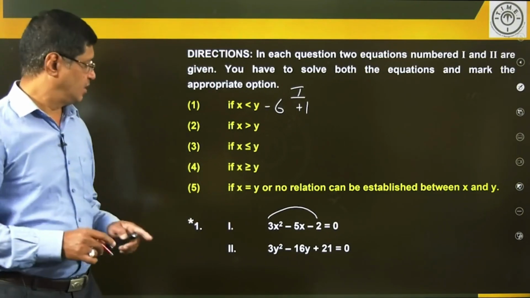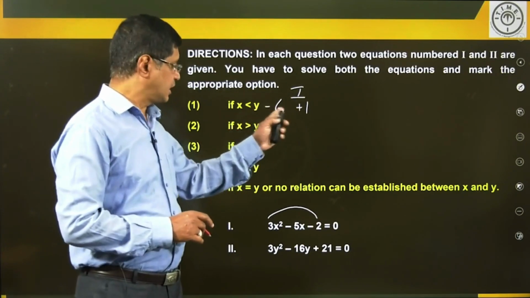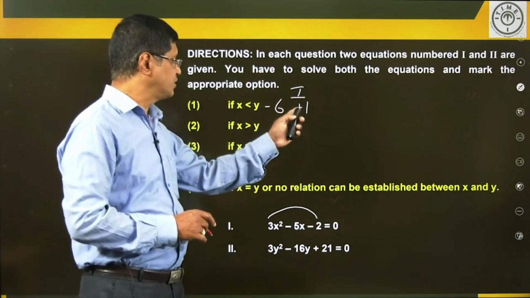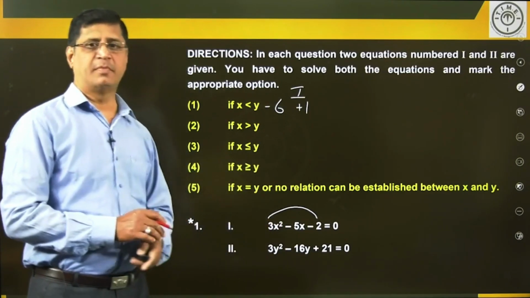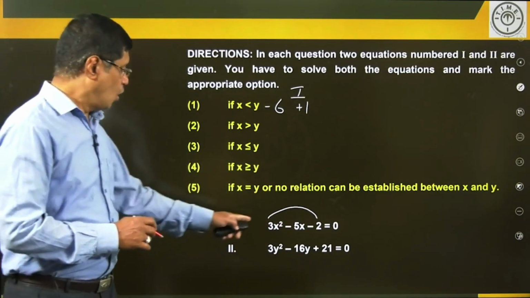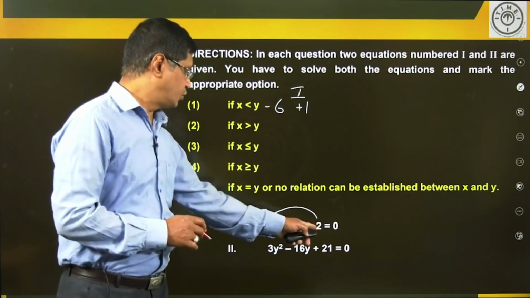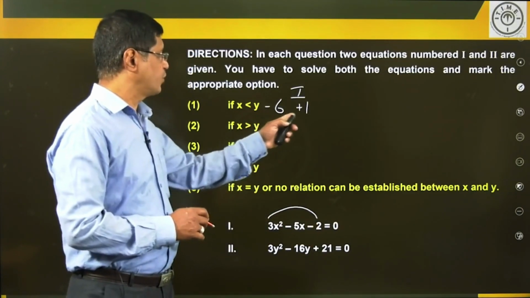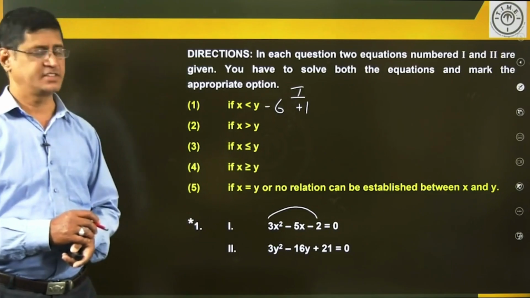How much is the difference? What is the sum, or difference, of these numbers? Here that is minus 5. What about the product of these two numbers? 2 into 3, minus 6. The product of these two is minus 6.